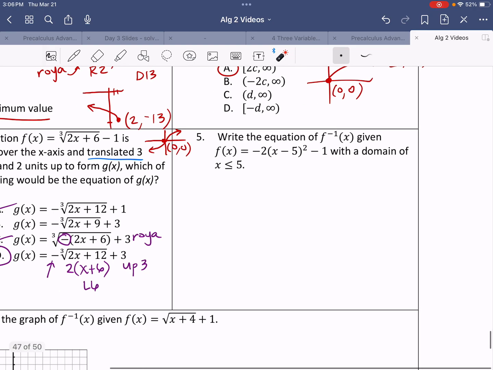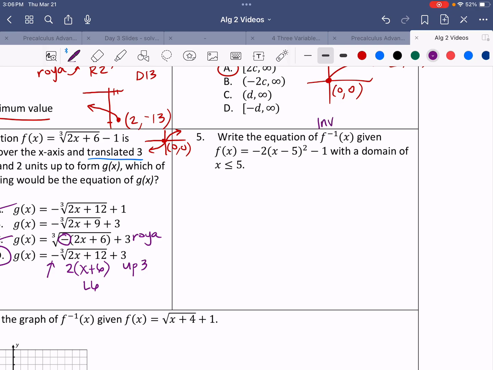Okay, number 5, write the equation of the inverse of f of x. So you have to know what this symbol means, what this notation stands for. Given a quadratic equation, it has a domain restriction. So remember, less than or equal to 5 is the left side of this parabola, this quadratic equation. So our first step when we find the inverse is to switch the x and the y in the equation. And now we want to isolate the y.